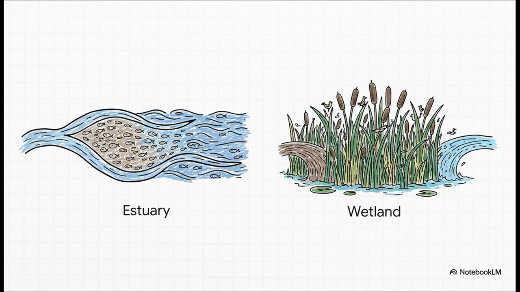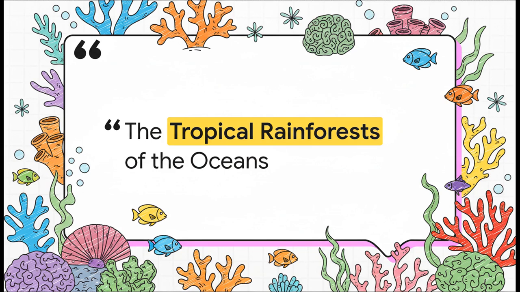And wetlands are just as important. They're basically the planet's kidneys, filtering our water and protecting our coastlines from floods. But maybe no ecosystem captures this idea of concentrated, powerful, but fragile beauty better than a coral reef. They're often called, for very good reason, the tropical rainforests of the oceans.